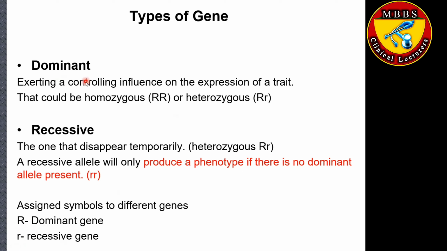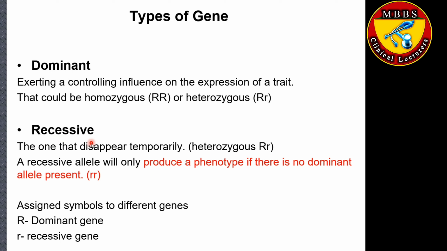Coming back to what is dominant: exerting a controlling influence on the expression of a trait could be homozygous, which I told you means both alleles are the same. So here both the alleles are dominant, R and R capital, or they can be heterozygous, capital R and small r. If it is homozygous, both capital R, or heterozygous, capital R and small r, these are the genotypes. Phenotypically, the expression would be the same as the dominant character.